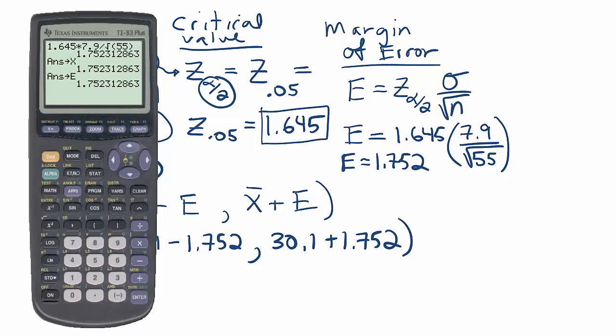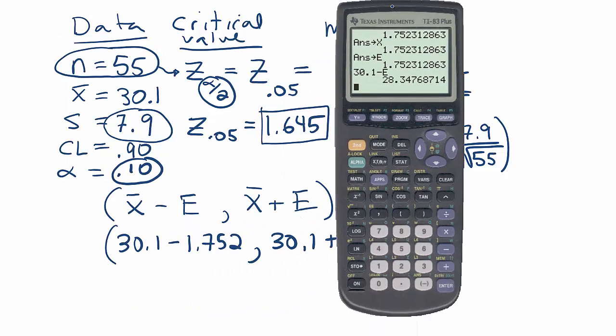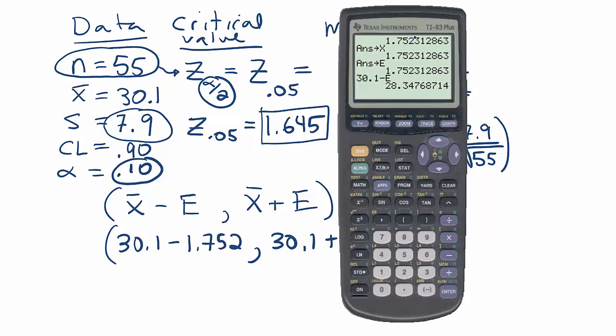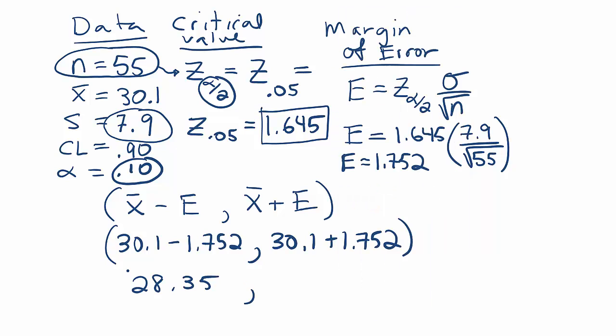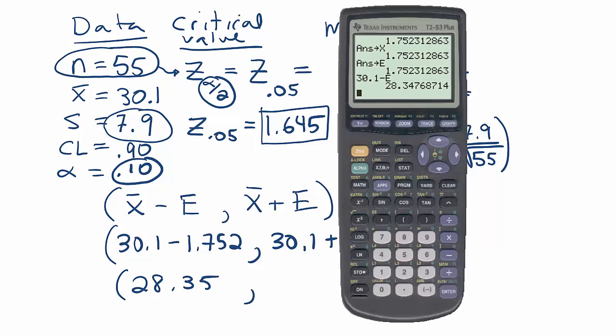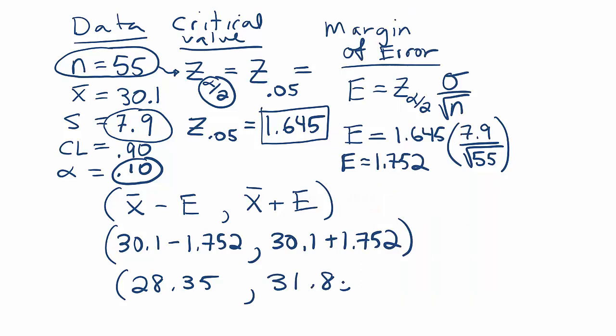Okay, so we'll just quickly do that. 30.1 minus that error, which we saved as e. And so for the first part of it, we get 28.35 approximately. And then for the second part, just recall that same calculation I did, and I will just hit plus between it, now adding the error to the sample mean, and we get 31.85 this time. Again, that's to 2 decimal places.